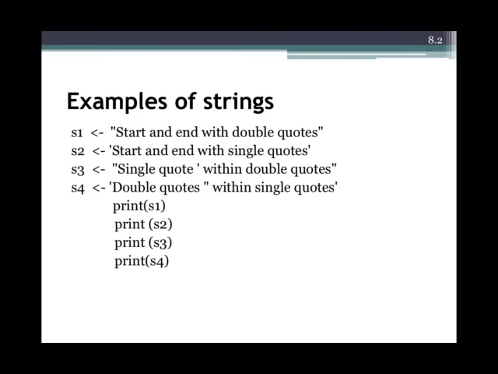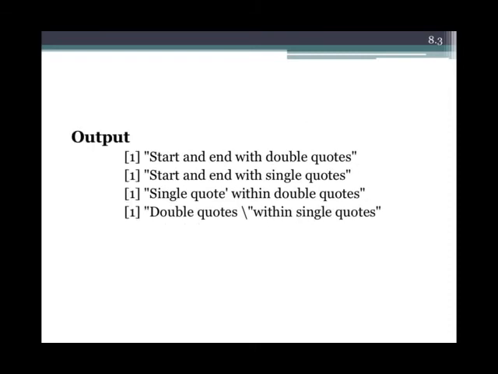We have a few examples of strings where S1 is a double quoted string which says start and end with double quotes. S2 is a single quoted string which says start and end with single quotes. S3 is again a double quoted string with a single quote inside it. And S4 is a single quoted string with double quotes inside it. So when we run the program and print these strings, you can see the output as shown in this slide.